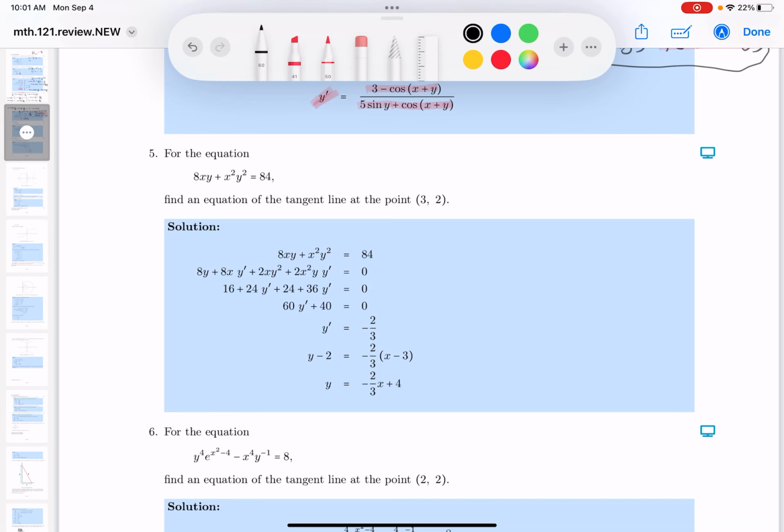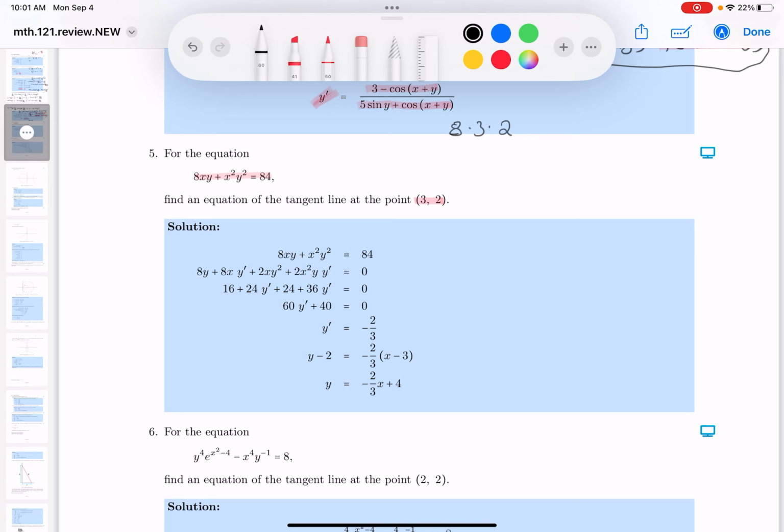Okay, for number 8, they want the equation of a tangent line. And before I go forward, I want to make sure that this point is on this curve. Let's go through that first. What are you going to get? 8, times x, which is 3, times y, which is 2.